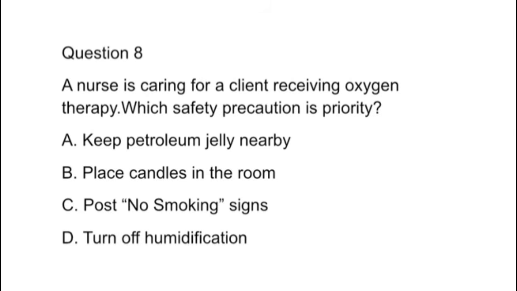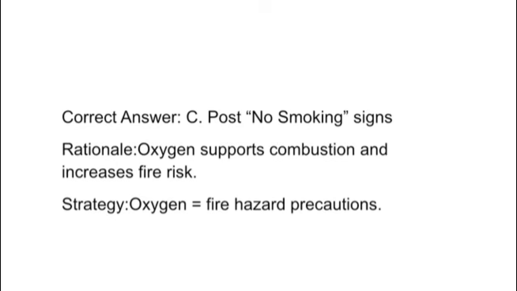Question 8. A nurse is caring for a client receiving oxygen therapy. Which safety precaution is priority? A. Keep petroleum jelly nearby. B. Place candles in the room. C. Post no smoking signs. D. Turn off humidification.